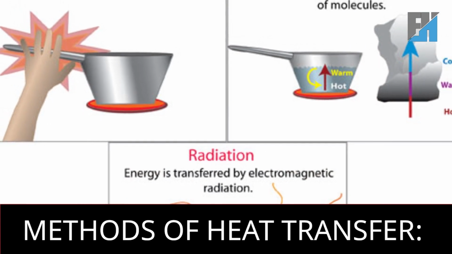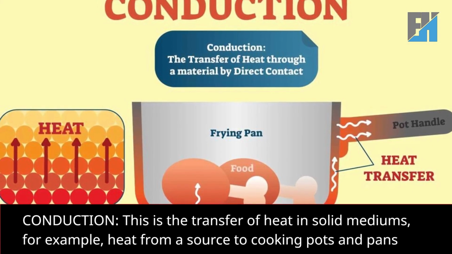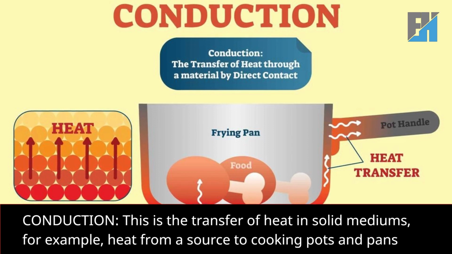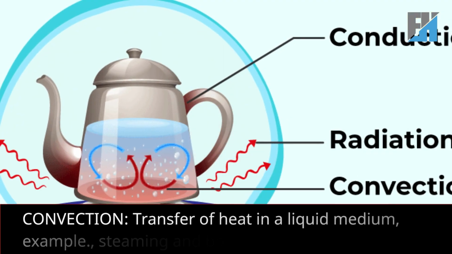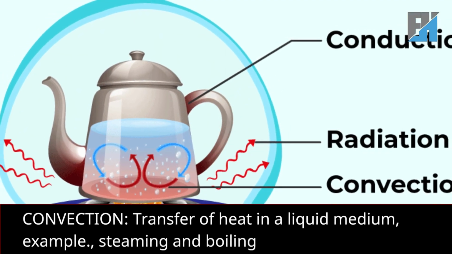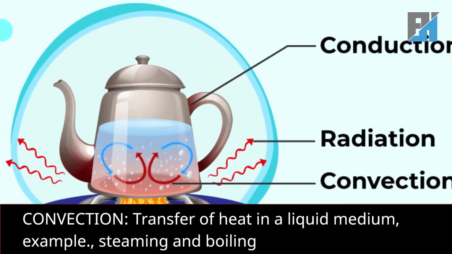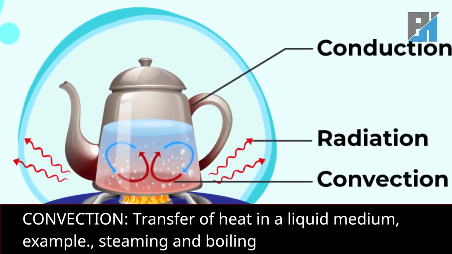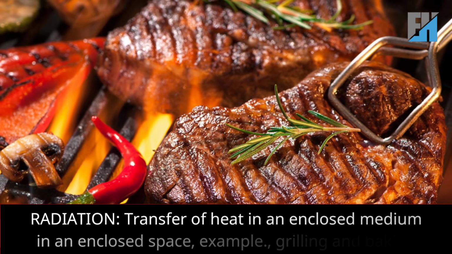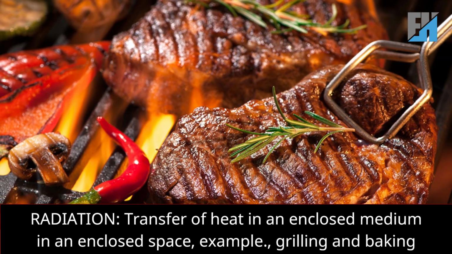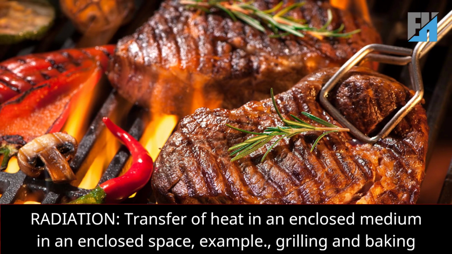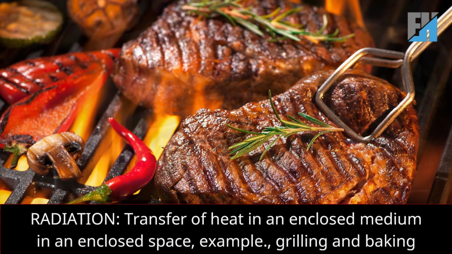Methods of heat transfer. Conduction: this is the transfer of heat in solid mediums, for example, heat from a source to cooking pots and pans. Convection: transfer of heat in a liquid medium, example, steaming and boiling. Radiation: transfer of heat in an enclosed medium in an enclosed space, example, grilling and baking.